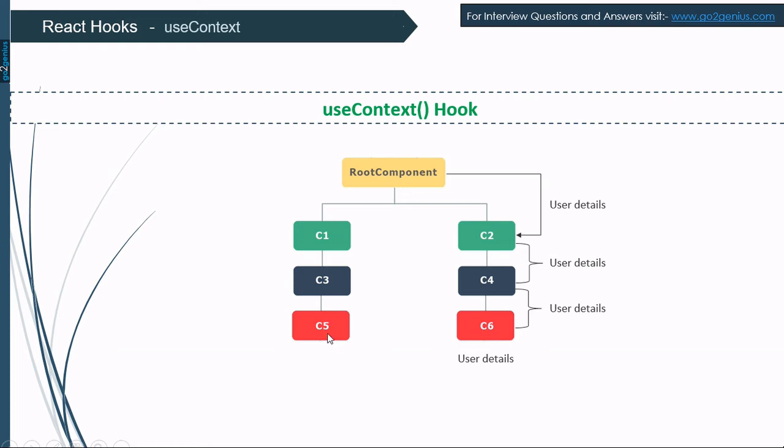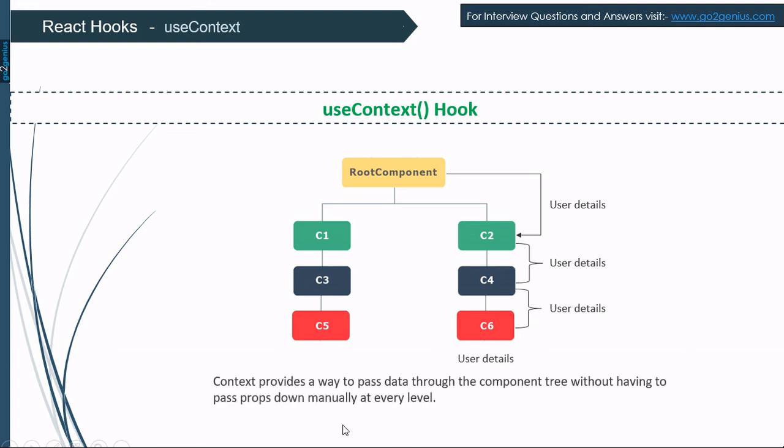Same as we got the information for C5 from the root component to the C1 component, then C3 and then C5. So friends, suppose you have 10 nested components, then you have to pass this information through the 10 components. So this makes our code a little bit awkward, and from the readability perspective this code is not good. So here our Context API comes into the role.